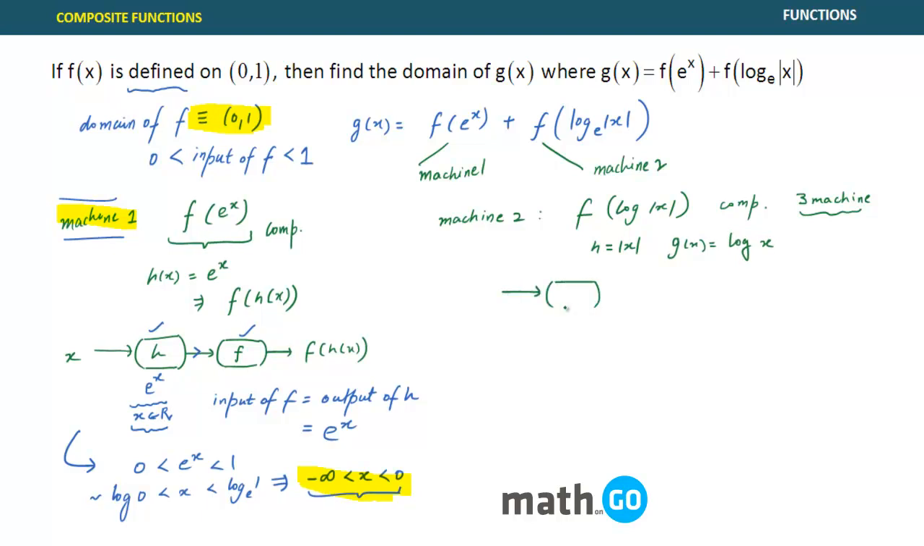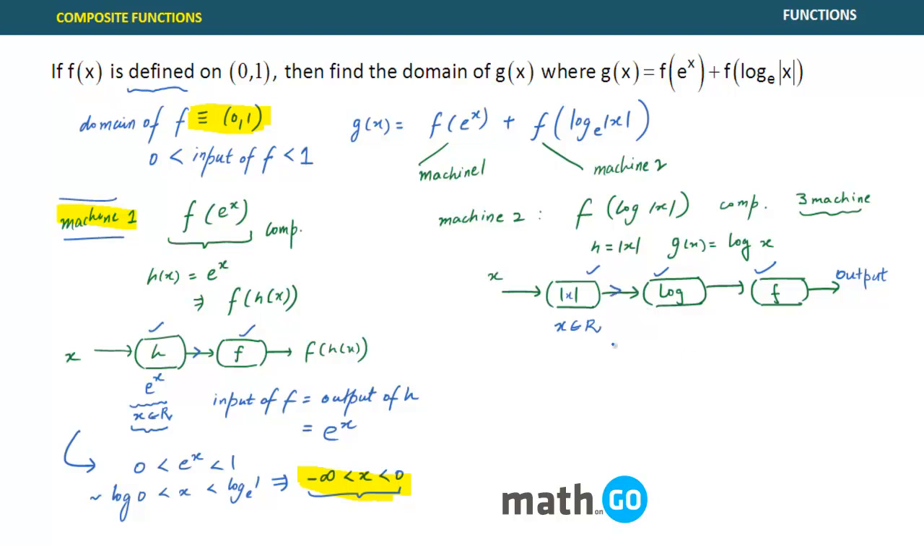So the machine is actually working something like this. x first of all goes to your mod machine, right? Then the output of this machine goes to your log machine, and then this goes to your f machine, and then you obtain this particular function. So actually it is a three machine system. Again, individually try. If an output has to be obtained over here, this should work, this should work, and this should work. So what is the condition for mod x? Is there any problem for mod x? No, there is no problem. It will work for every value of x belonging to R.